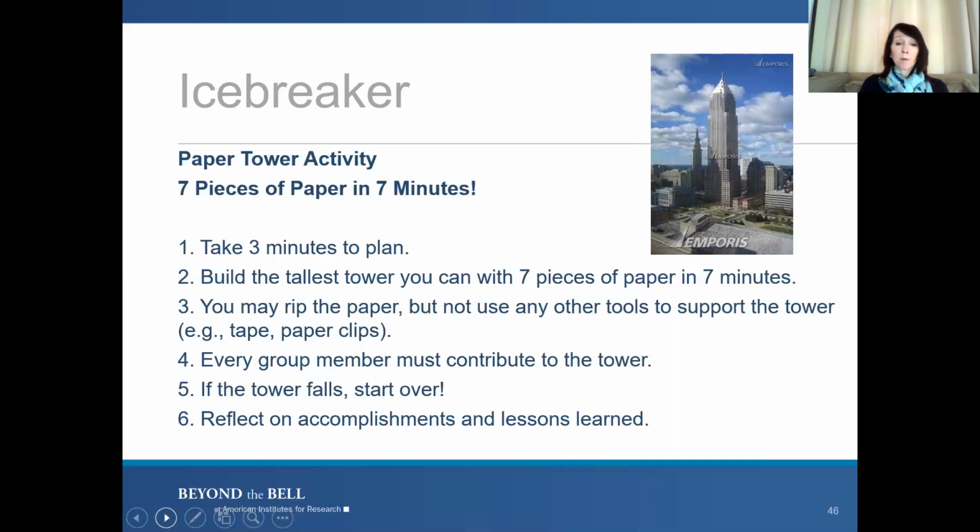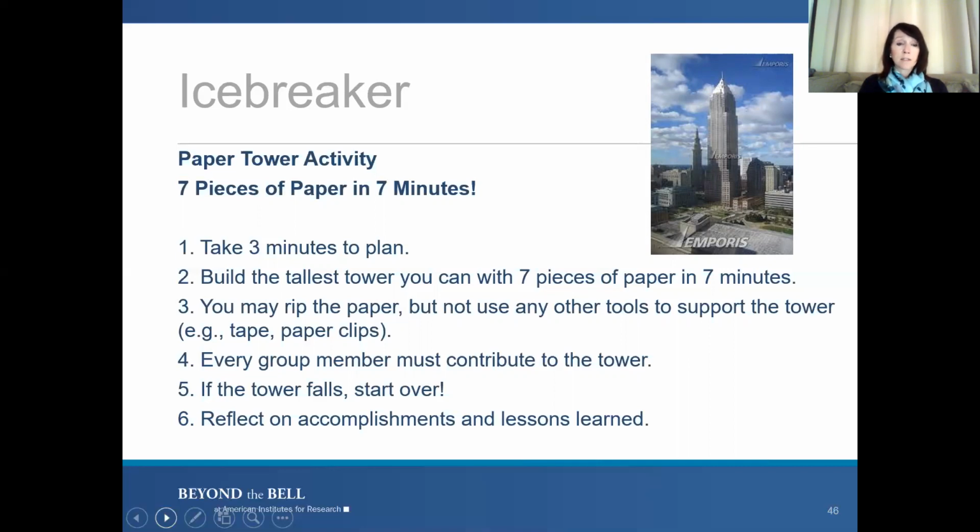Participants may rip the paper, but may not use any tools to support the tower. For instance, they may not use tape or paper clips or gum. I've actually seen people use chewing gum to try to stick pieces of paper together, and that is a no-no, not acceptable. They get points for originality, though. Every group member must contribute to the tower, and if the tower falls, start over.